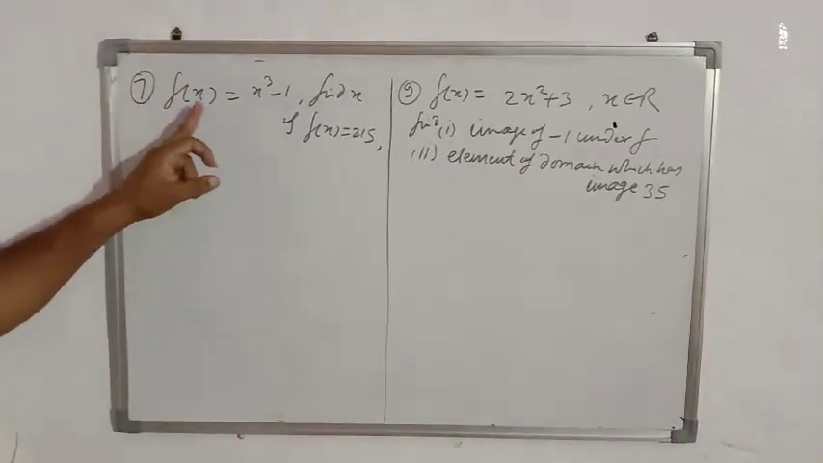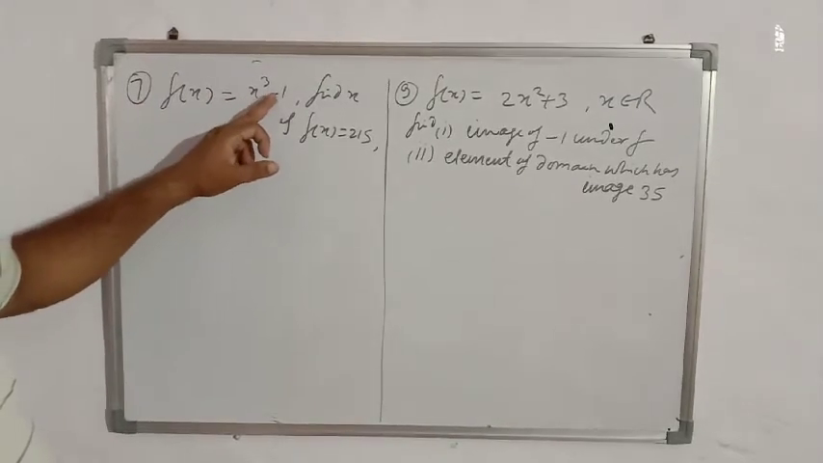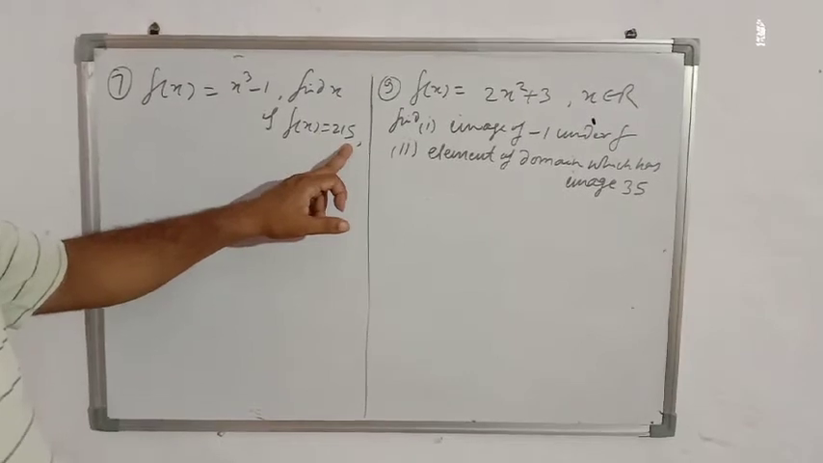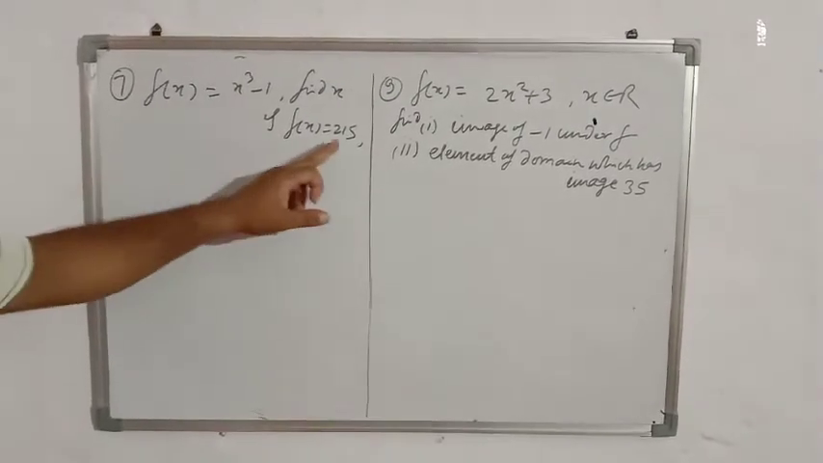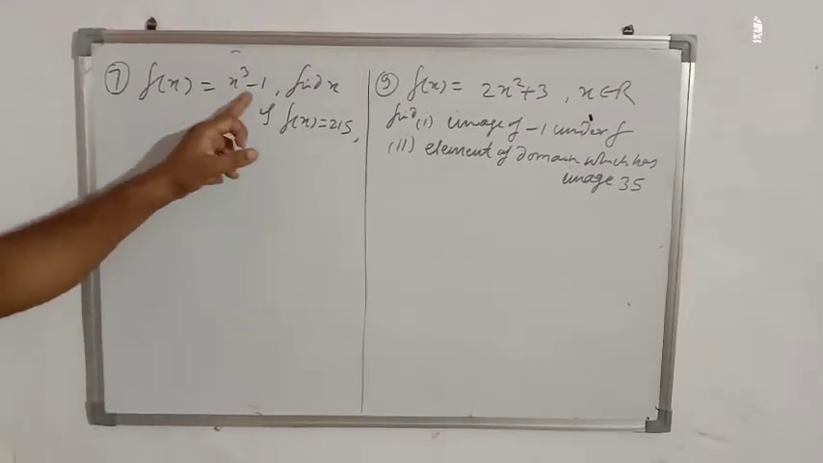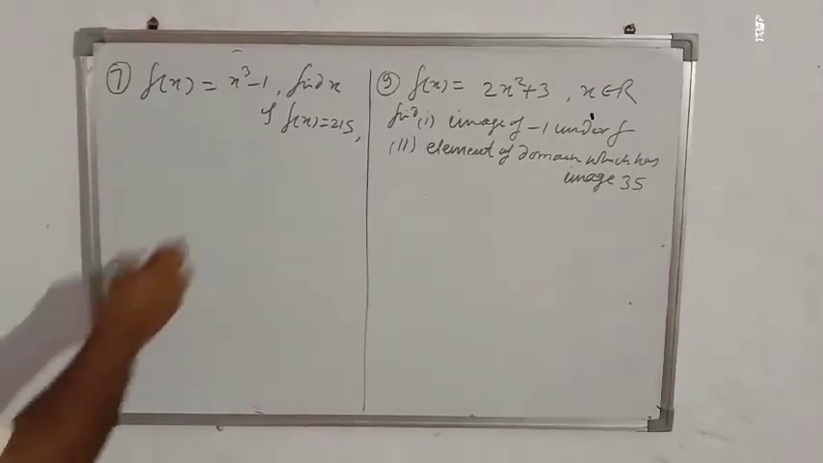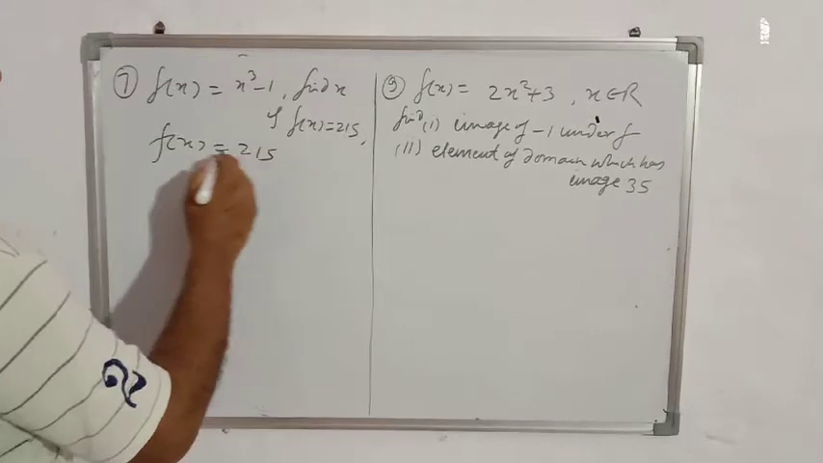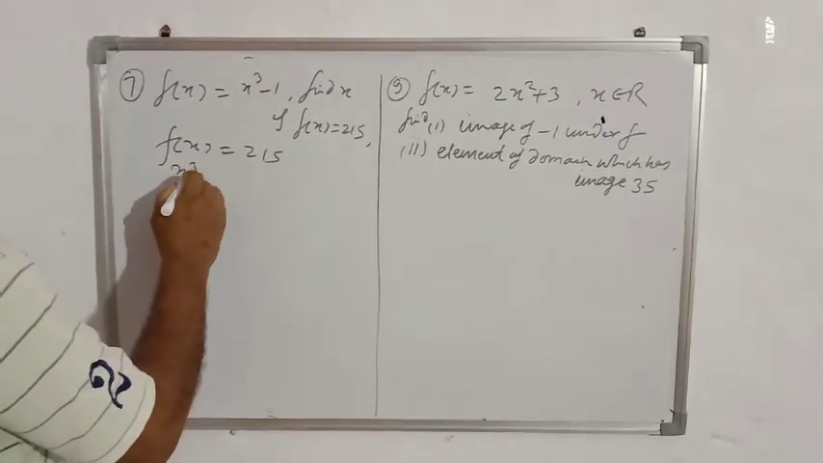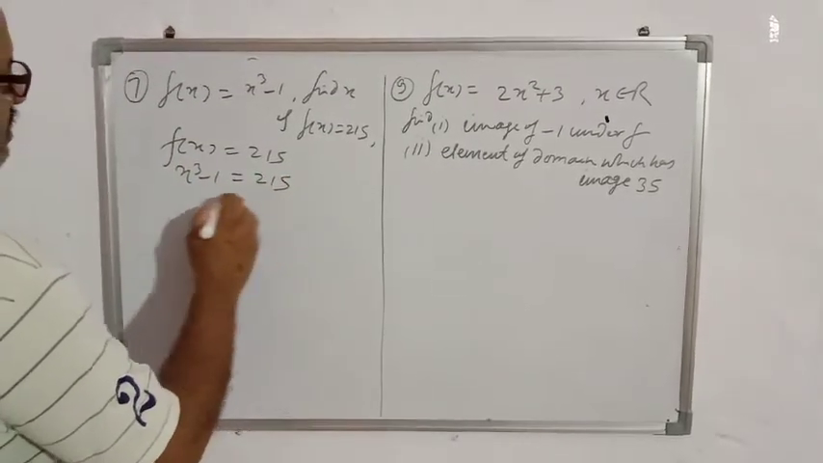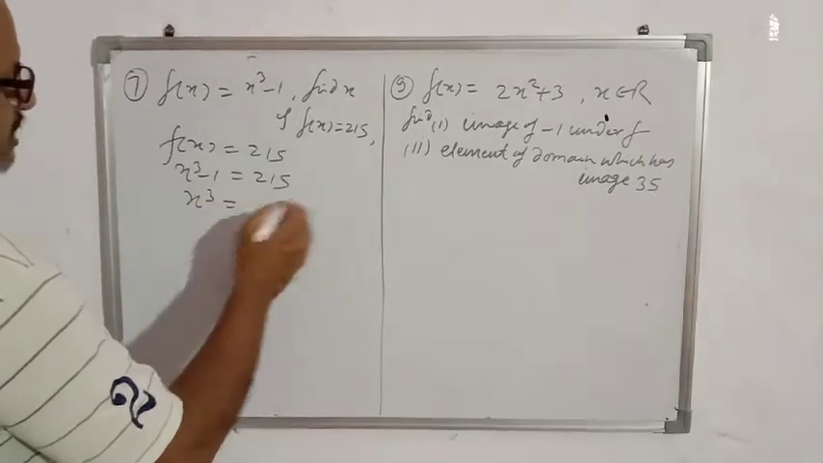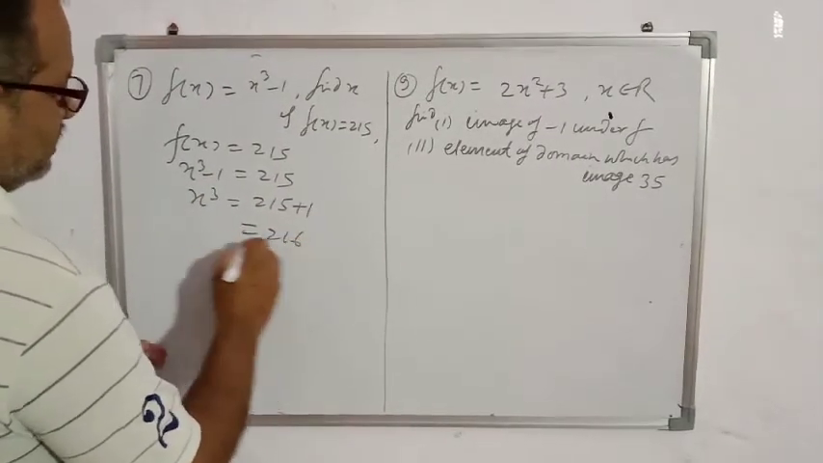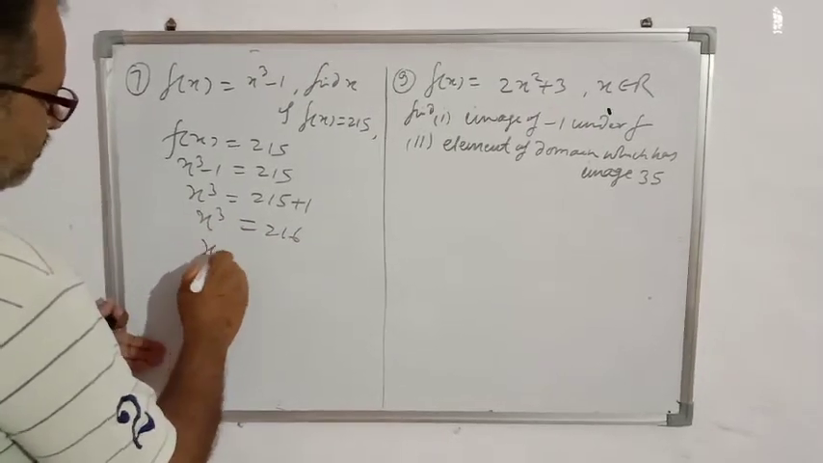Number 7. f(x) is given as x cube minus 1. We have to find x if f(x) is 215. So in place of f(x), write 215 and solve for x. So f(x) is equal to 215. What is f(x)? x cube minus 1. So transpose minus 1: 215 plus 1. It is 216. So what will be x?